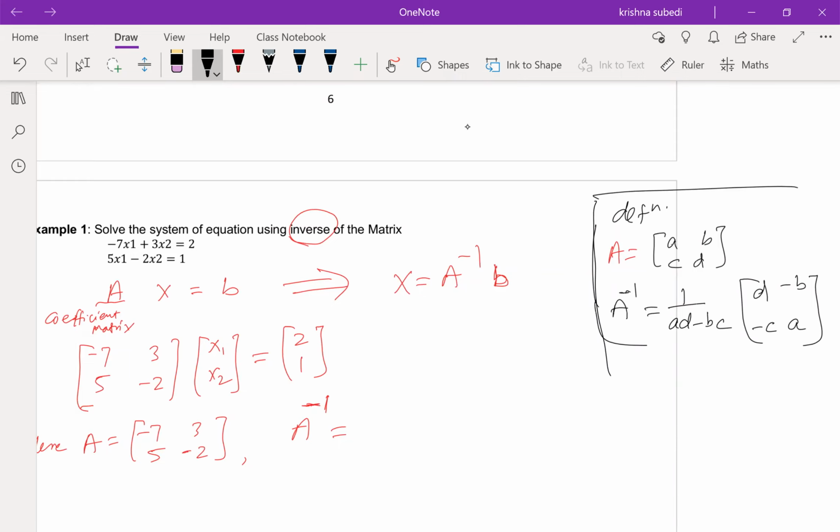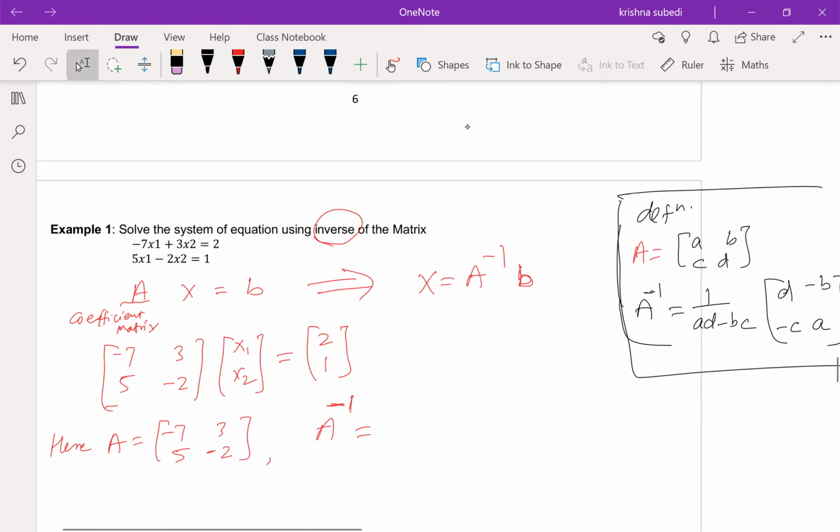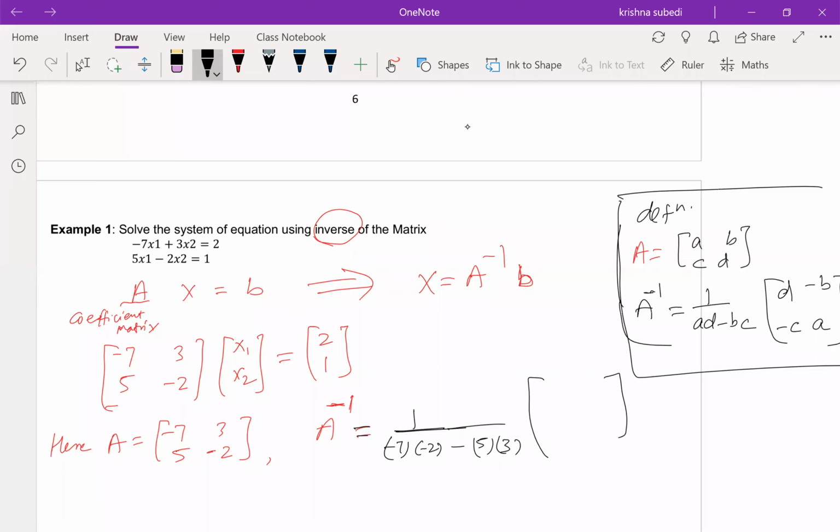Okay. So let us find that A inverse here. In order to find A inverse, we need 1 over the determinant, which is -7 times -2 minus BC. So that will be 5 times 3. And then we need to switch this -7 and -2. -2 will go there, -7 will go there. And we change the sign of the other two. So that will be -5 and -3. That is our A inverse.